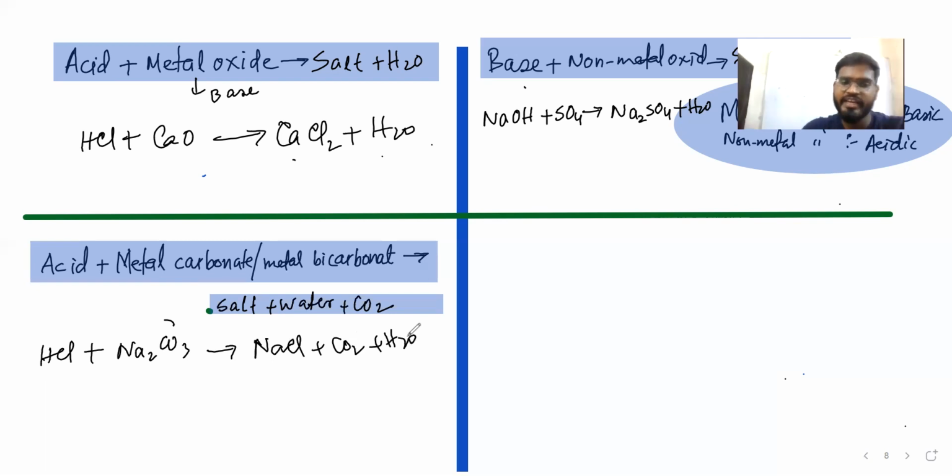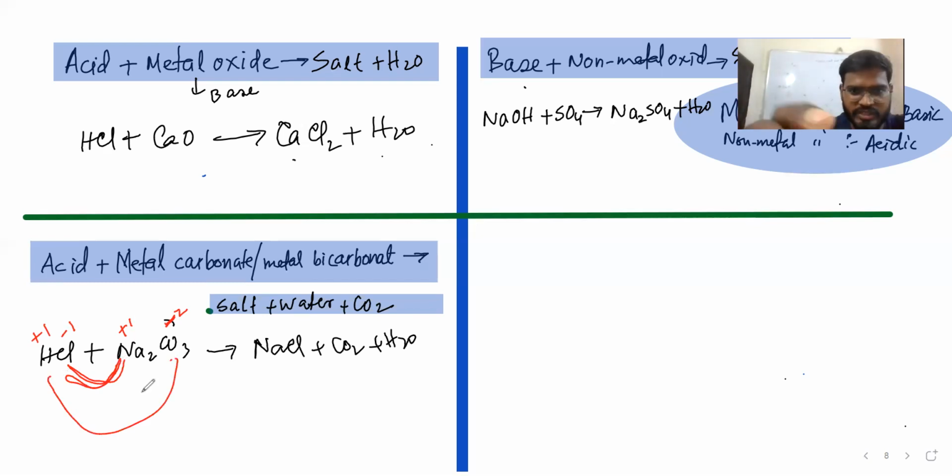See how I did here. Let me tell you properly. H is plus 1 and Cl is minus 1. Na is plus 1, carbonate is minus 2. So these two will form together, and then the other things will be separate. That's it. So it will become the salt NaCl, and CO2 plus H2O. So this way you can remember it in an easy way, right?